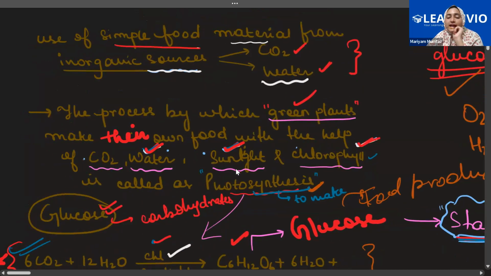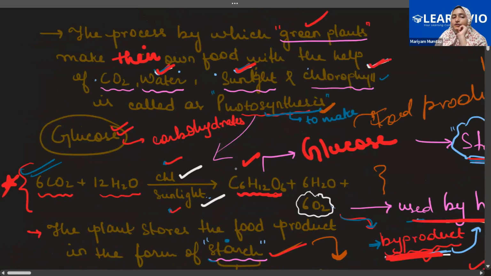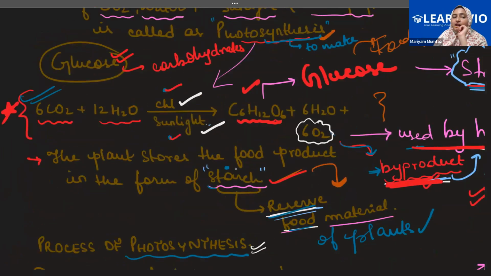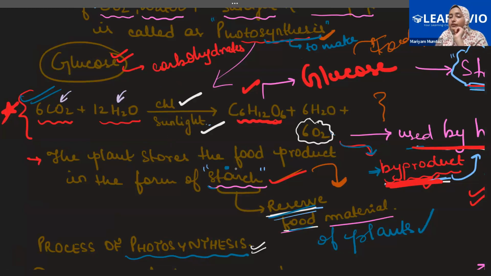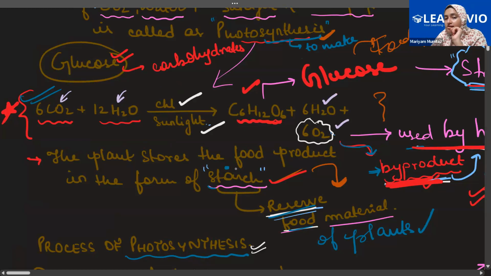So now let us look at the reaction. So 6 molecules of CO2 along with 12 molecules of H2O, and whenever anything is written on top of the arrow or below the arrow, it means that it is happening in the presence of that thing, right? So 6 molecules of CO2 along with 12 molecules of H2O in the presence of chlorophyll and in the presence of sunlight, what do we get? We get C6H12O6, that is glucose. Along with that, we also get 6 molecules of water and 6 molecules of oxygen.